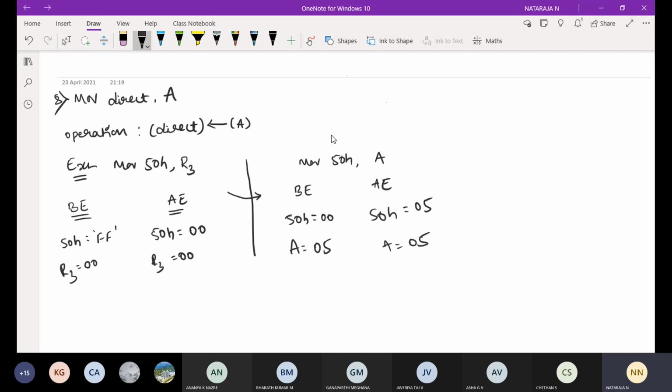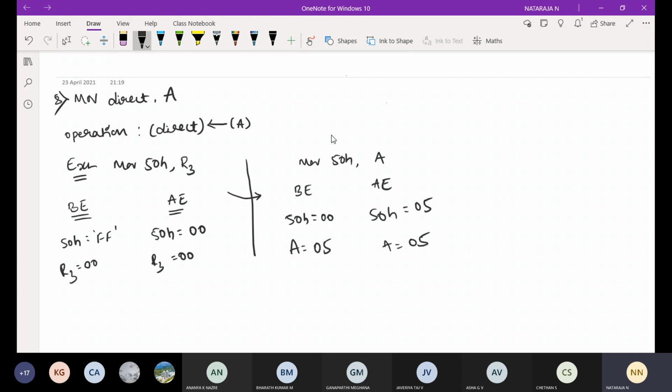Before execution, in the 50h location we already have the data FF, assume. Then in R3 we have the data 00. Now I need to move the R3 data to the 50h location. After executing this instruction, in the 50h location I'm going to load this R3 value, that is 00. R3 will remain the same. Why? Because I'm going to copy the contents of R3 to 50h, which means one copy remains in R3.